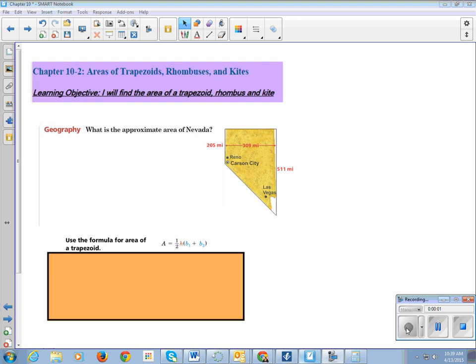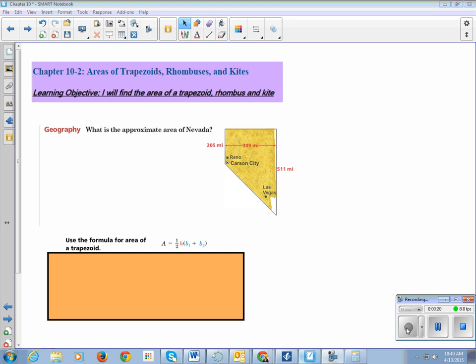This is Chapter 10, Section 2, Areas of Trapezoids, Rhombuses, and Kites. Our learning objective is: I will find the area of a trapezoid, rhombus, and kite. We are going to start out with this lovely approximate area of Nevada.